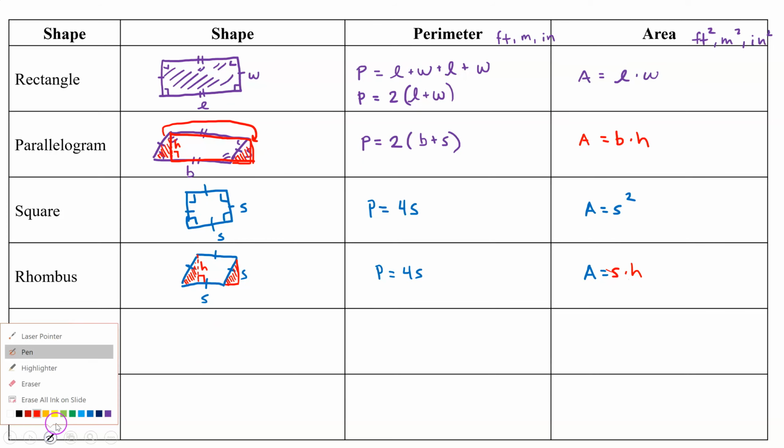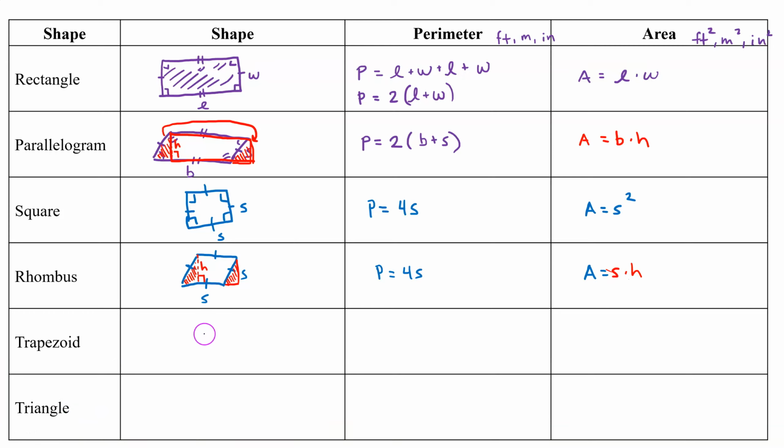All right, let's look at our next shape. Our next shape is the trapezoid. The trapezoid has a set of sides that are parallel to one another. So these sides are parallel. And then it has 2 sides which are not parallel. And I'm going to kind of exaggerate it so you can really see. These 2 sides are not parallel and they're not the same length. They could be the same length, but they don't have to be.